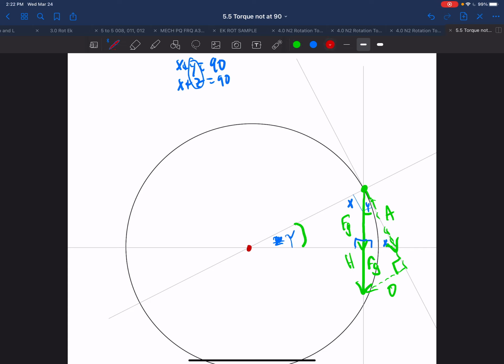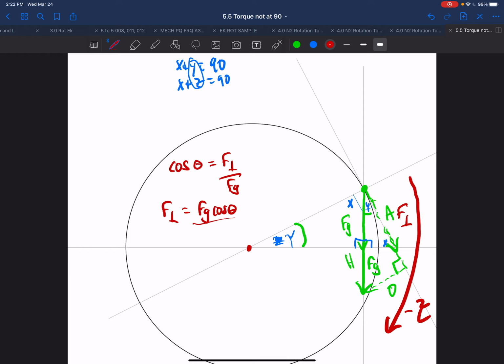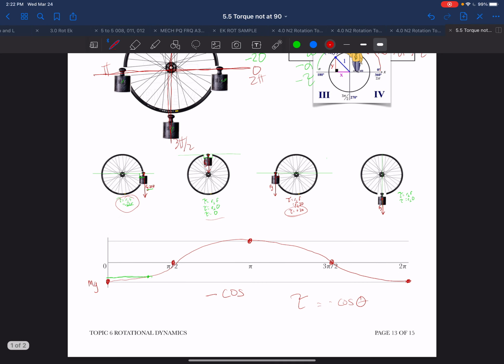So putting that into formulaic form, we could then say that since we are looking for the A side, cosine of theta or y is that force perpendicular, A, all over the hypotenuse, which is Fg. So the force perpendicular is equal to Fg cosine theta. And so we've got Fg cosine theta, and we know the direction here. Wait for it. This direction here is a negative torque. A negative torque.